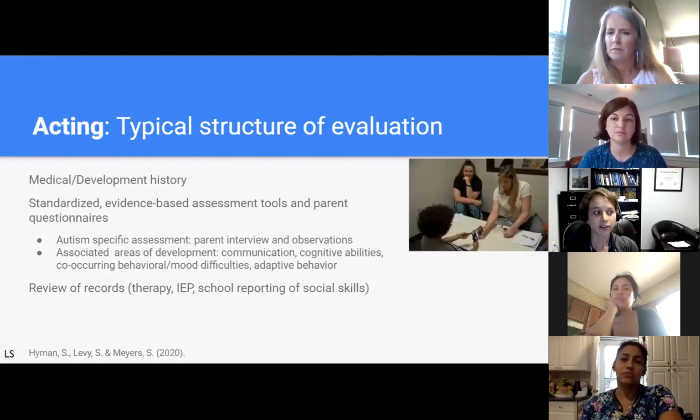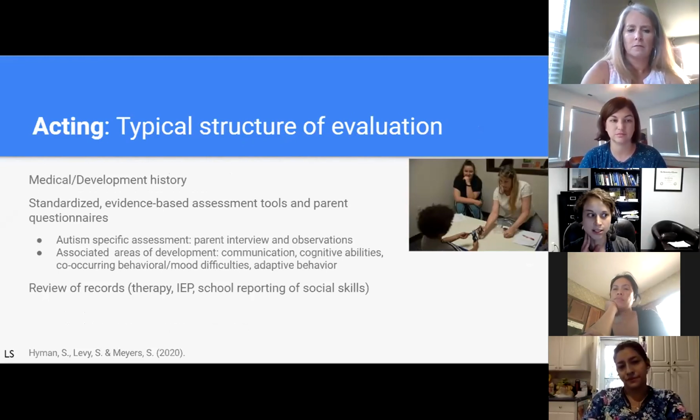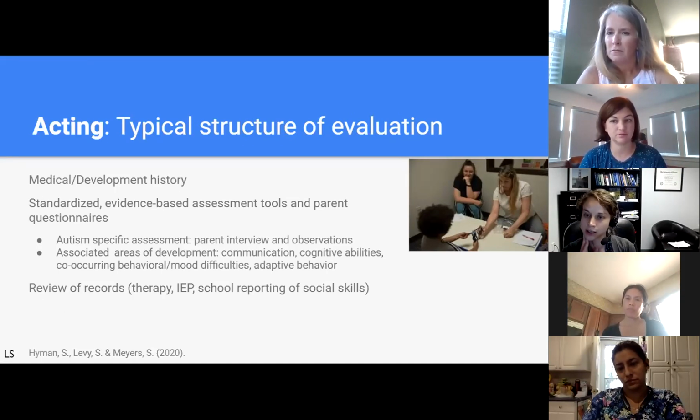So thinking about the structure of a typical evaluation, we want to make sure that medical and developmental history are something that needs to be addressed. So if you look carefully at the DSM criteria for autism, which is like the medical definition of autism, it says that these characteristics have to be present in early development. And so because of that, we always make sure we're getting a careful, detailed developmental history to see if we're able to see some of those early signs and symptoms earlier in development.